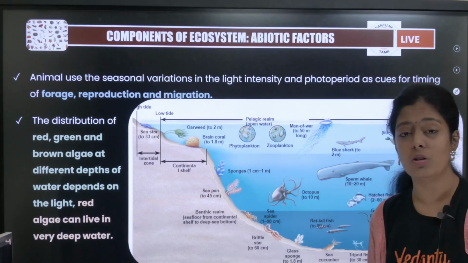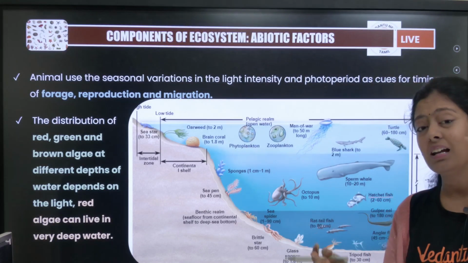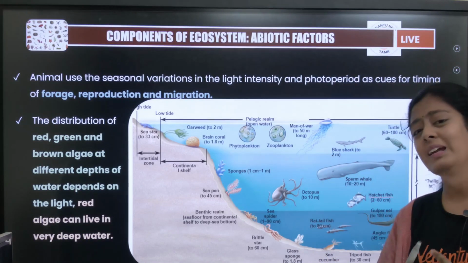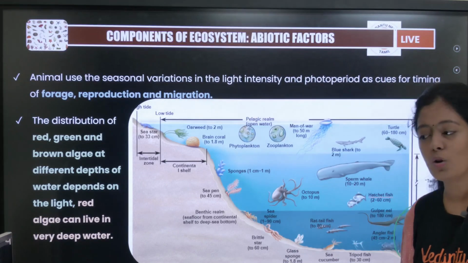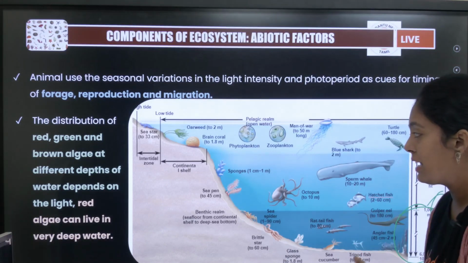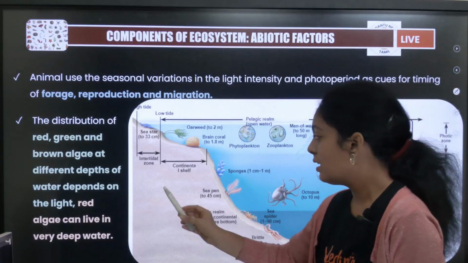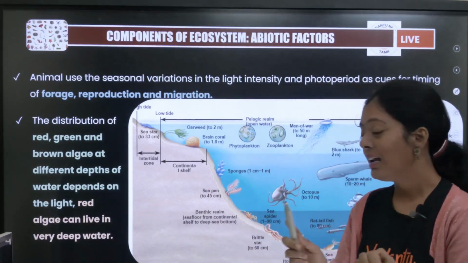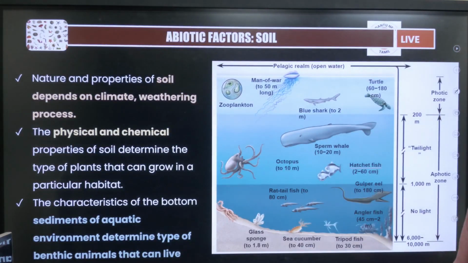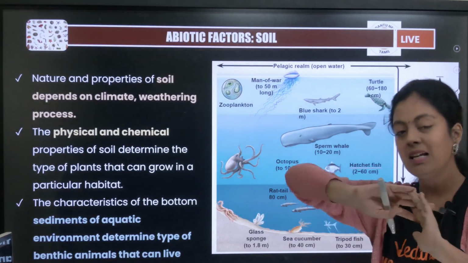So what I'm trying to tell you is that light basically decides the distribution of organisms, be it in any ecosystem. Yes or no, guys? It is very important. The distribution of red, green and brown algae at different depths of water depends on light. Red algae can live in very deep water. How many nanometers of light is needed, all of that is basically going to decide it.